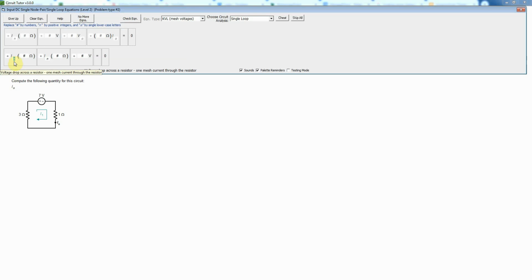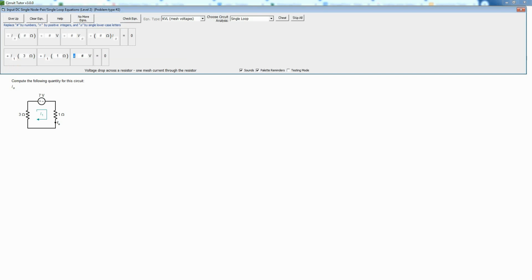And as you're entering these things, I would strongly recommend you use the tab key to go between these fields. That'll make it much faster for you to actually enter the values that you need to enter. So I'm going to put a 1 here. I'm going to press tab to go to the next field. And let's do the 3 ohm first. And then I1 times 1 ohm.